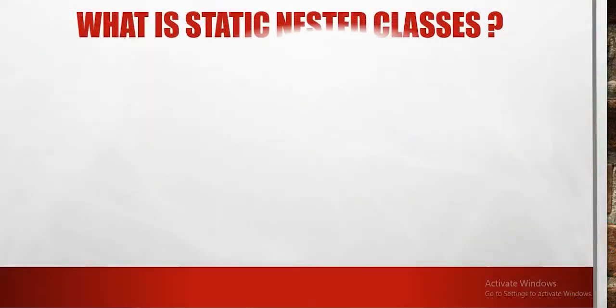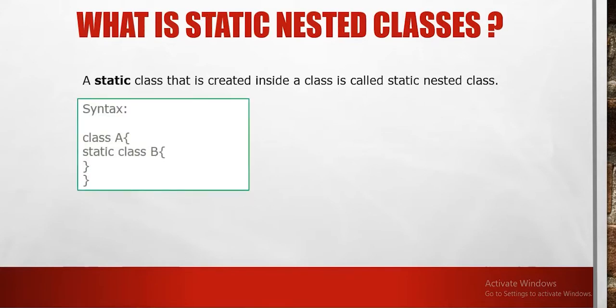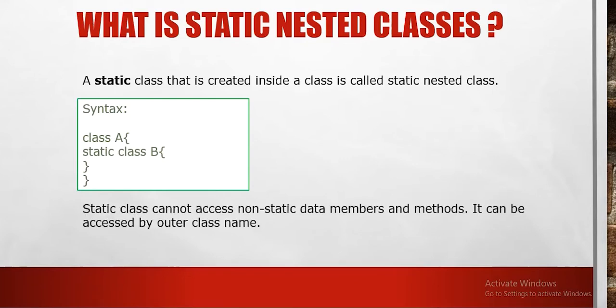Now, what are static nested classes? So guys, a static class that is created inside a class can be known as a static nested class. Here in the syntax, you can see there is a class A and a class B, and class B exists inside class A and it is a static class. So we can say that class B is a static nested class.